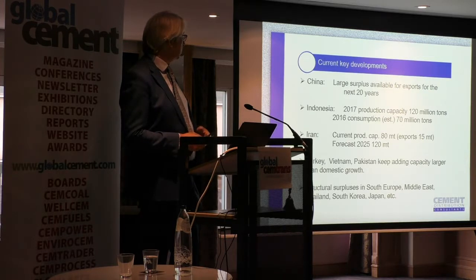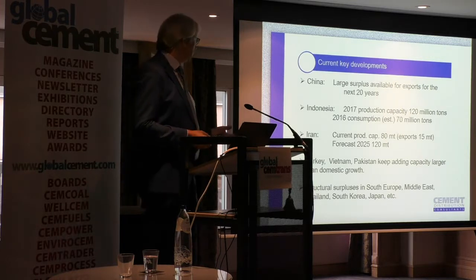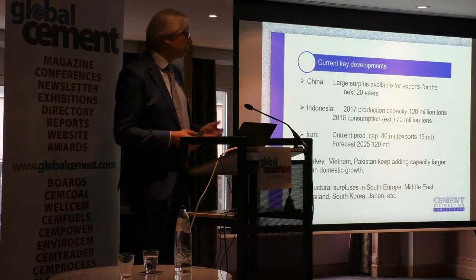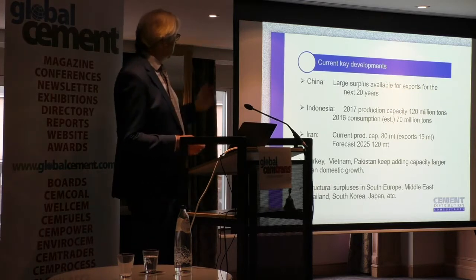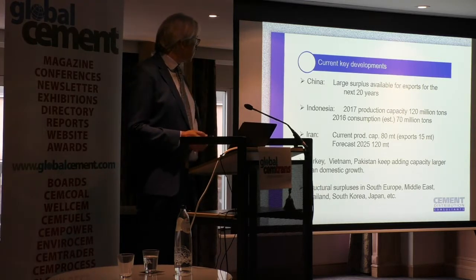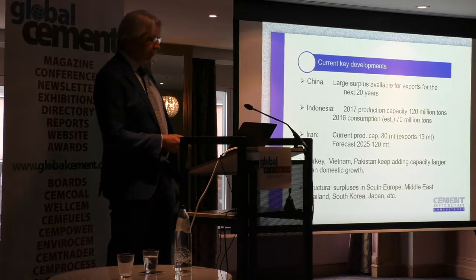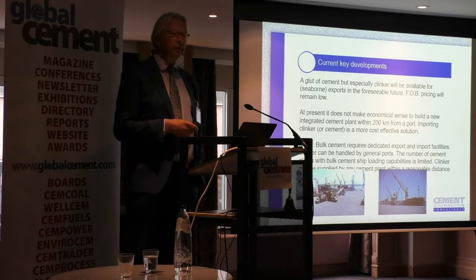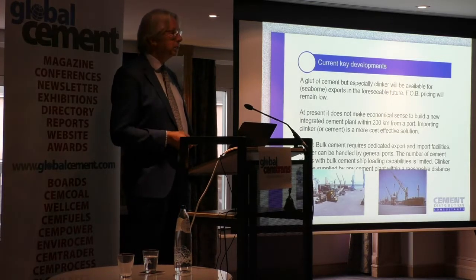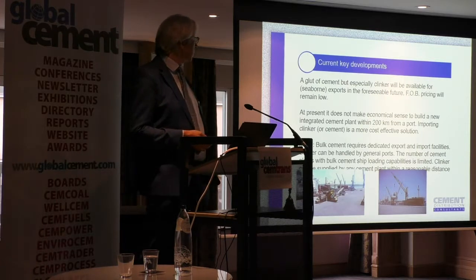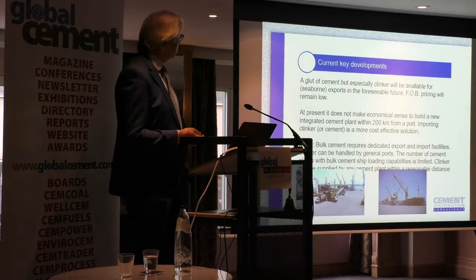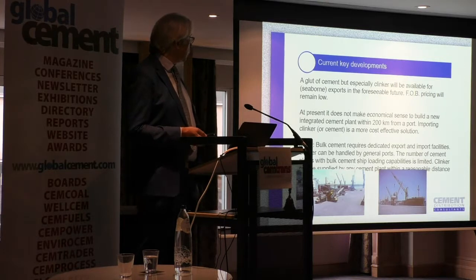Iran, current production capacity 80 million ton, and that's already with exports of 15 million ton. And their forecast for 2025 is 120 million tons. Turkey, Vietnam, Pakistan keep adding capacity, which is larger than their domestic growth. And we already have structural surpluses in South Europe, Middle East, Thailand, South Korea, Japan, and so on. So for the foreseeable future, let's say the next decade, we will have a glut of cement and clinker available for seaborne exports, and free on board pricing will remain low.